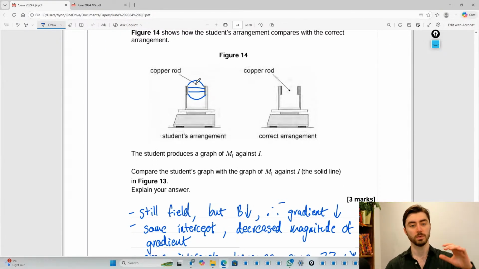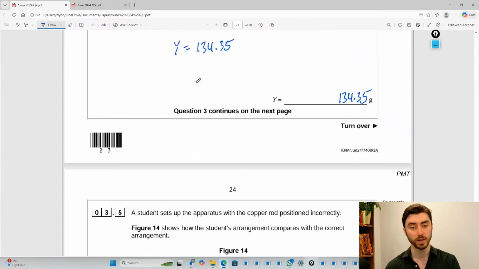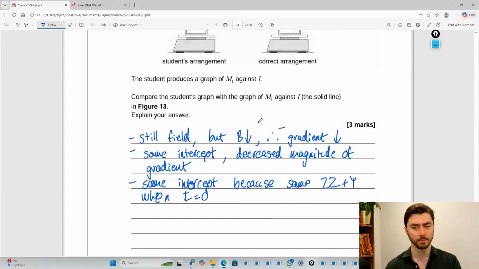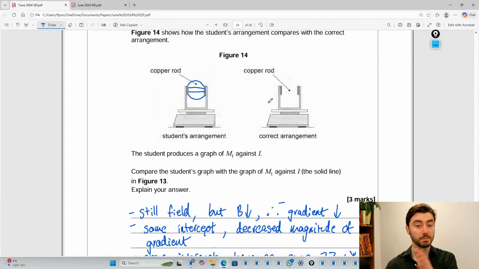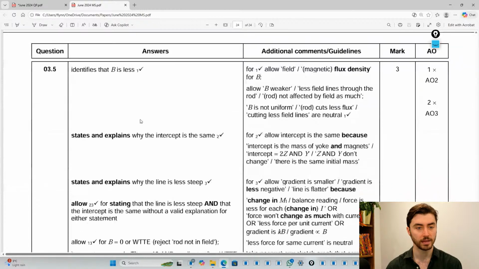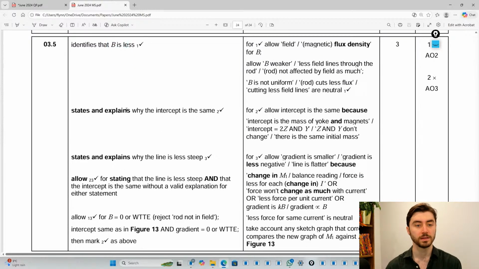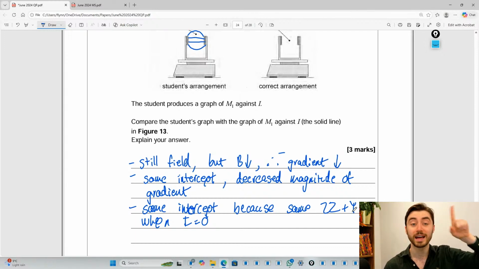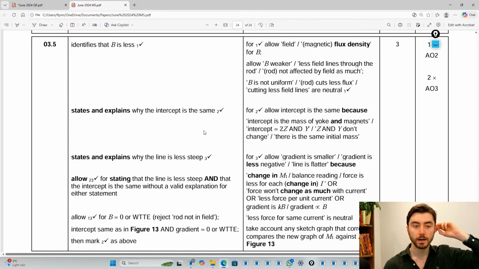I argued that there would still be some magnetic field, but that it would be weaker, which means that this gradient would be smaller. But because everything else is the same, you're using the same number of magnets. I think it was the same number of magnets. Because it's the same number of magnets, the intercept should be the same, but the gradient should decrease. And B is less, great. And explains why, great. You have to explain why the intercept is the same, because they both have 2 magnets. 2Z and Y, great. Mass of the yoke and the magnets, because same 2Z plus Y. I'm really glad I went back and added that. Why the line is less steep, because the magnetic field is less.